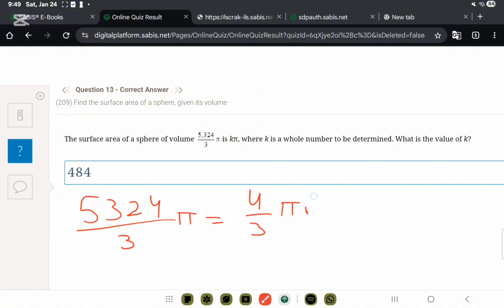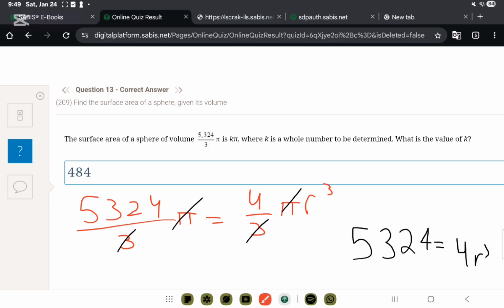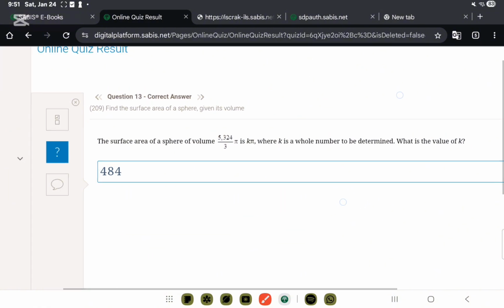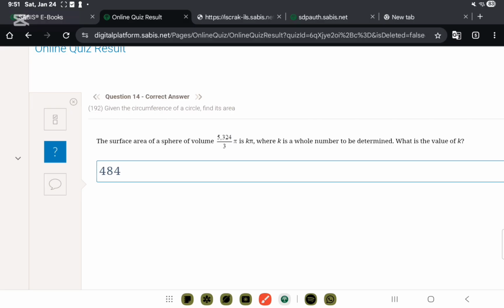What do we do? We simplify as much as we can. I'm going to solve it by hand so you don't forget. So we can cancel pi and we can cancel 3. So it's going to be 5324 is equal to 4 r cubed. So we divide by 4. 5324 divided by 4 is 1331. It's 3, sorry, my bad, guys. It's 3, because I confused it with this. It's pi r cubed, okay? Anyways.